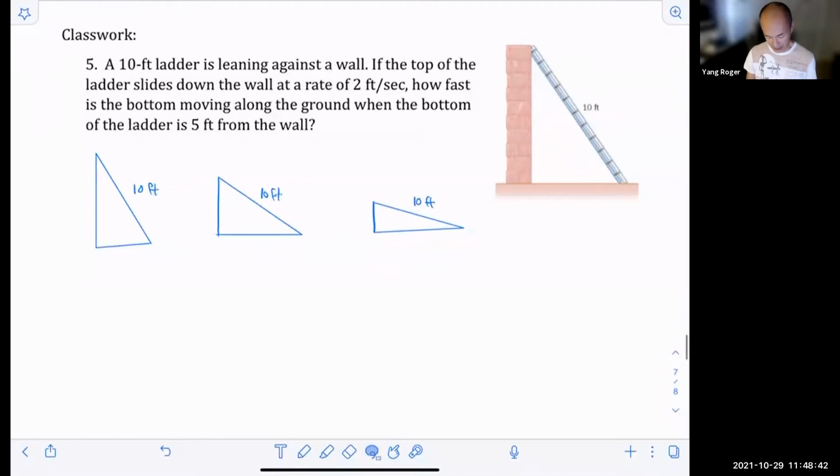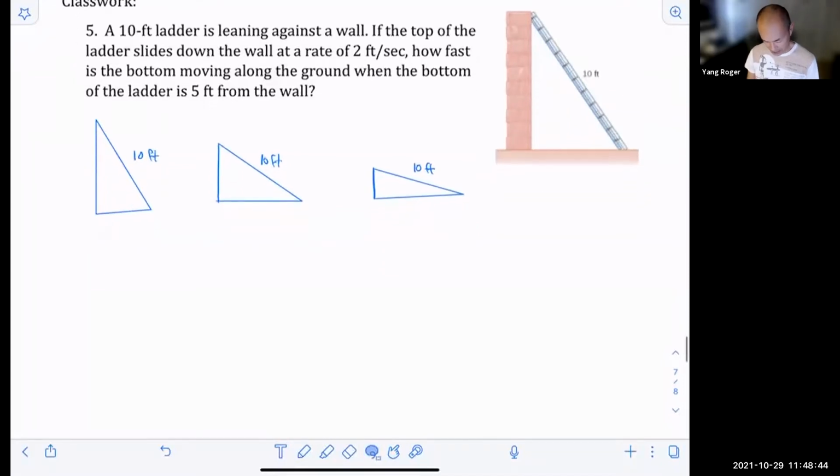So Michelle, you are correct. This is a right triangle. Let me draw a snapshot photo. In my snapshot photo, maybe it looks like this. And then I want to label the 3 sides. This is a right triangle.